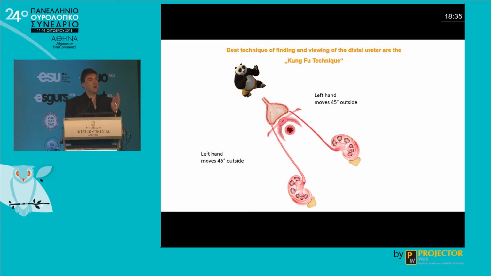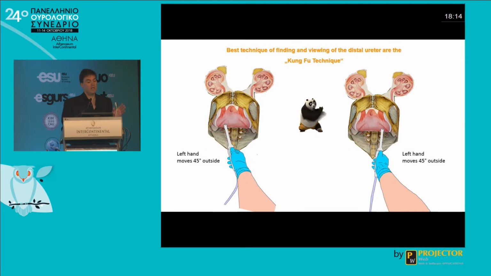We call it the Kung Fu technique. It is really important. Kung Fu technique means that you curve the probe to the right side with your right hand and to the left side with your left hand. It is like you do in Kung Fu, left and right side, and so you have the chance to see the ureter exactly. One side is a right movement, and on the other side clockwise, 45 degrees.